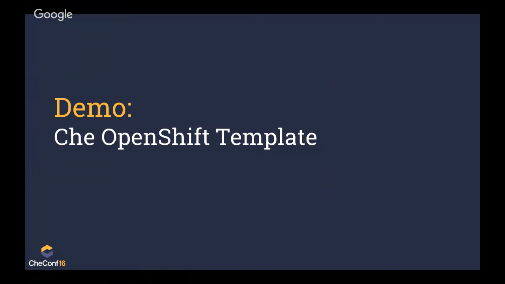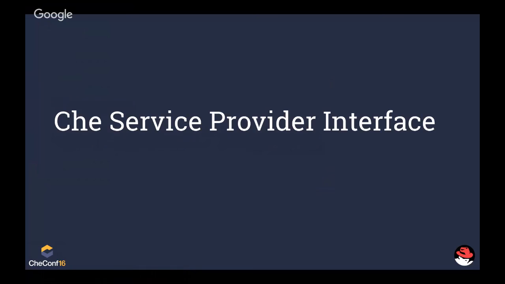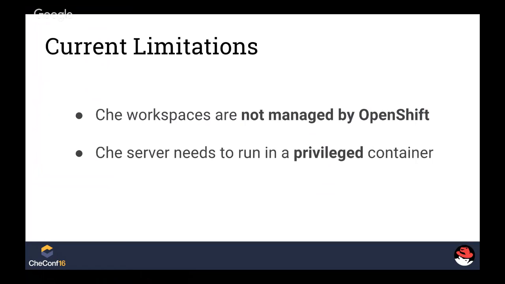but that's still not enough because there are some limitations that we are going to see on running Che on OpenShift, and so we are working on something that we call the Che Service Provider Interface to get rid of these limitations. So in this last section of this talk, I'm going to cover this Che Service Provider Interface. So first of all, let's talk about the current limitations.